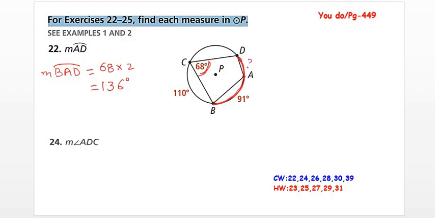How can I find a part of it? So the measurement of arc AD will be how much? Yes, this is arc AD, because the total arc is 136. From this, if you subtract 91, it will give you the part AD, and it's going to be 45 degrees. Clear?